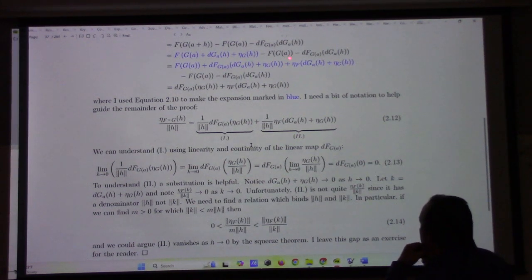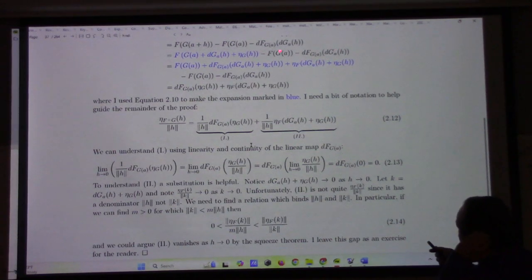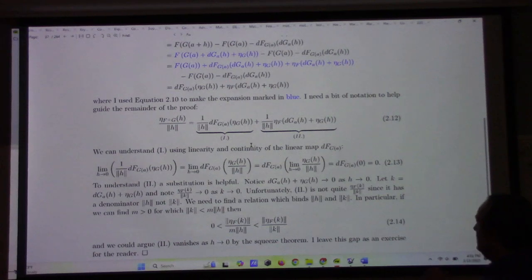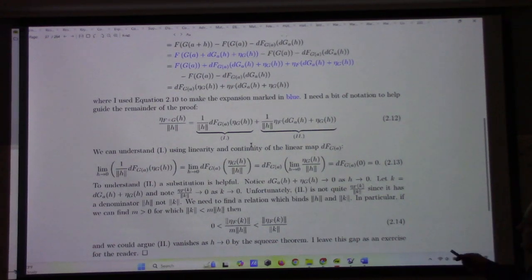And then over here, plus the eta sub f acting on the k, so to speak. This is the k. K is equal to d sub g of h plus eta g of h. This whole business here you can think of as the k that we had before. So eta f of k. And then I still have these two things which are subtracted down here.